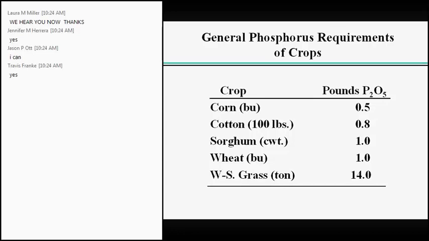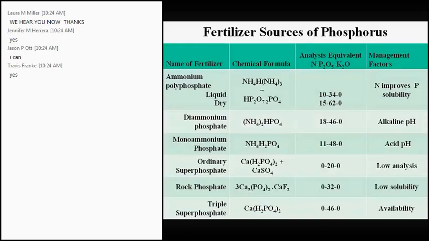So these are some sources of nutrients for phosphorus. I'm not going to read those off. You can see them, and you can see what the analysis happened to be. So we've got some different materials that work a little bit better in alkaline soils as compared to acid soils. So the diammonium phosphate works a little bit better in alkaline pH. The monoammonium phosphate works a little bit better in acid pHs. And why would that be?